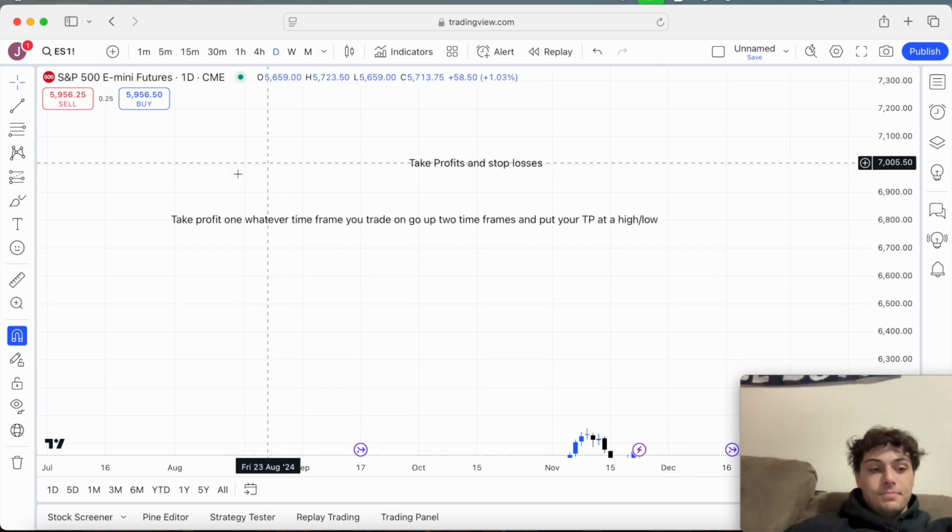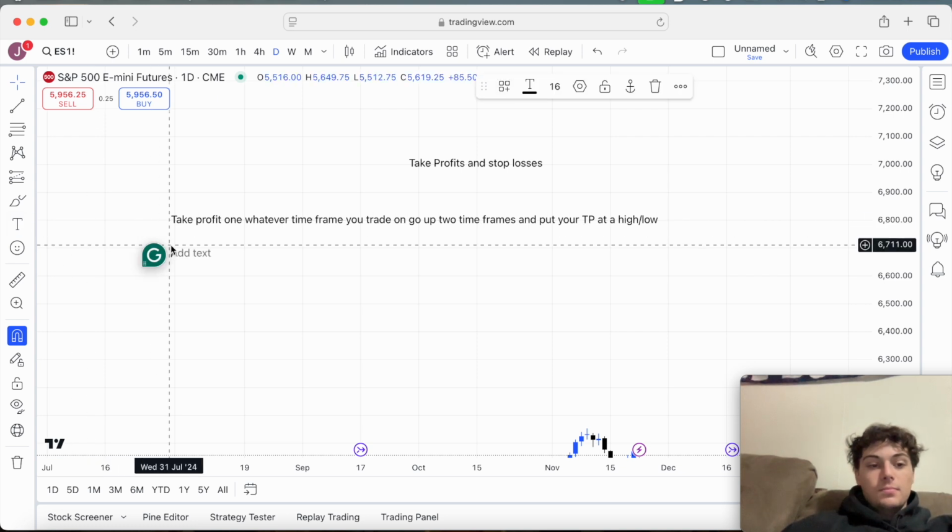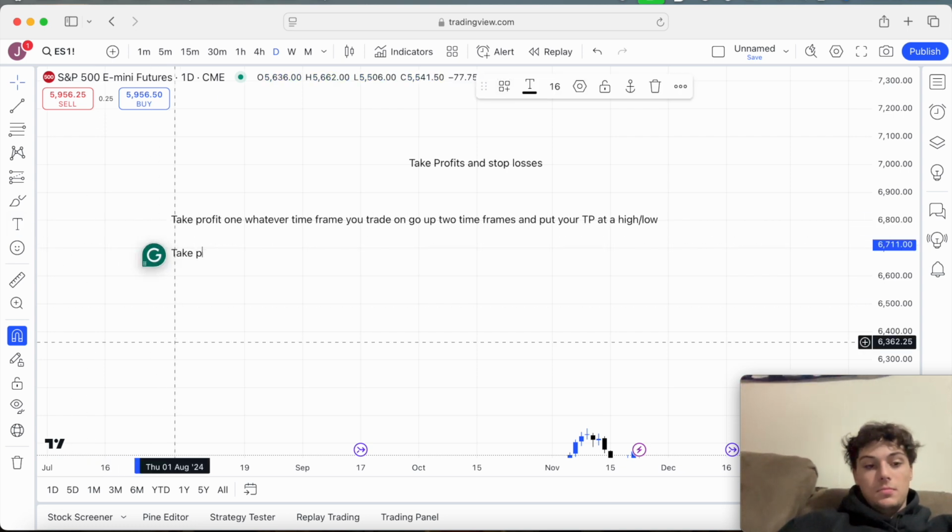And then take profit 2. Just do the same thing. Same thing, but the next draw on liquidity.